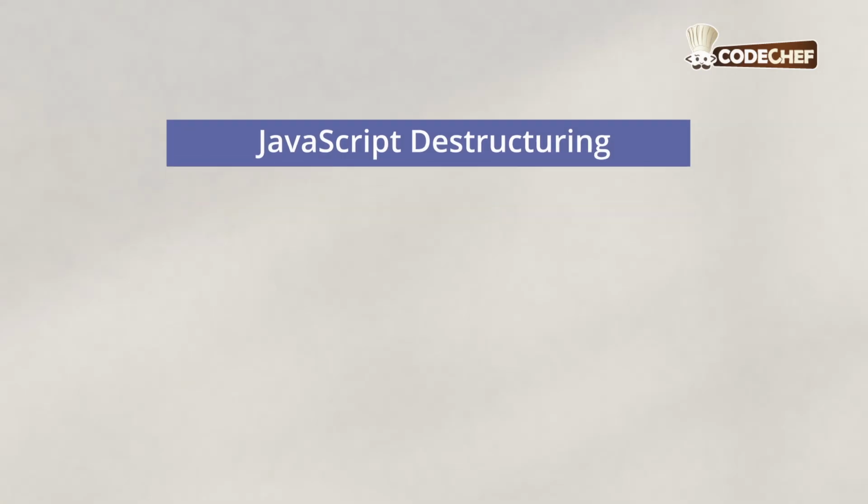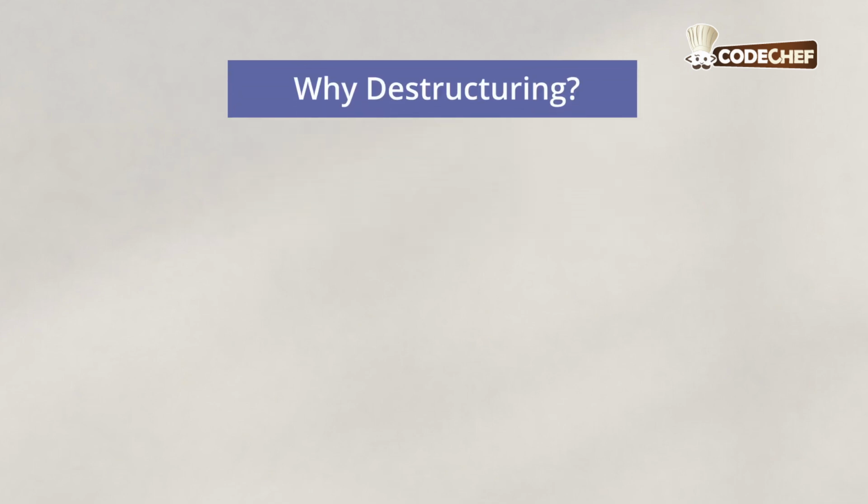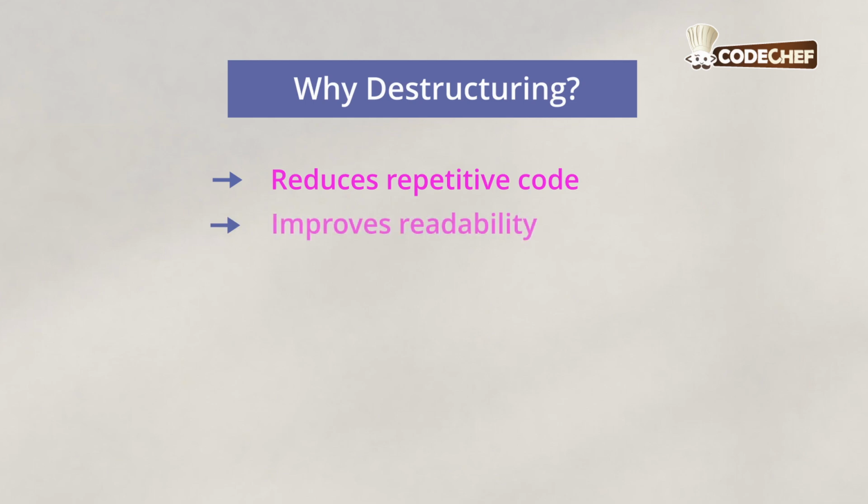JavaScript destructuring is a feature that allows us to extract values from objects and arrays. Instead of accessing values repeatedly using dot notation or indexes, destructuring lets us pull out exactly what we need in one step. So why destructuring? As applications grow, accessing object properties and array values again and again can make the code repetitive. Destructuring reduces the repetition, improves readability, and helps us focus on the data we actually need.